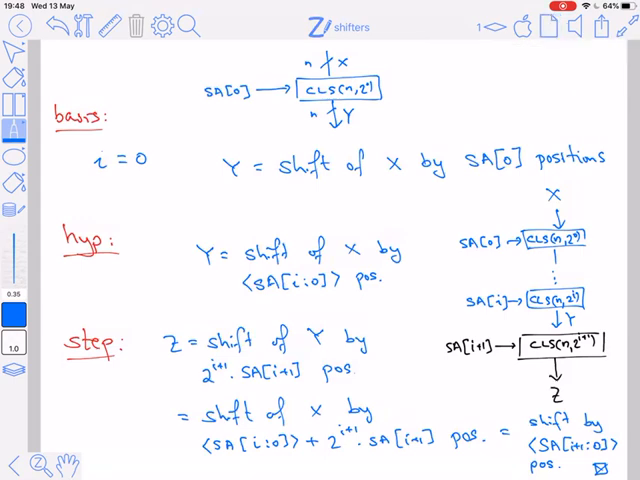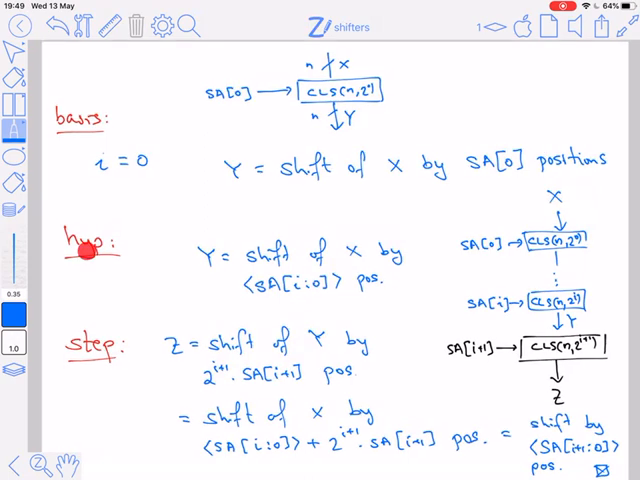The induction is on i, so let's look at the induction basis. When i equals 0, what is this CLS(n, 2^0)? Well, it either shifts by one position or by 0 positions, depending on SA0, and this is exactly the statement of the induction basis. The induction hypothesis tells us that if I look at the first i plus 1 stages of the cyclic shifter, the value of Y, which we see over here, is the shifting of X by this many positions.